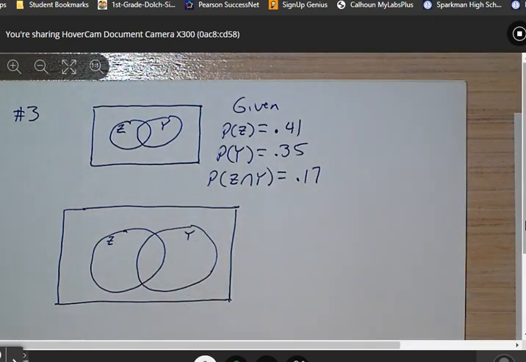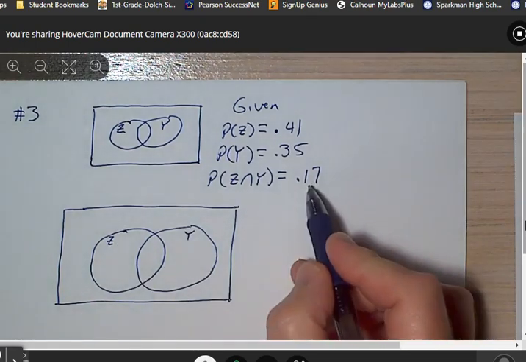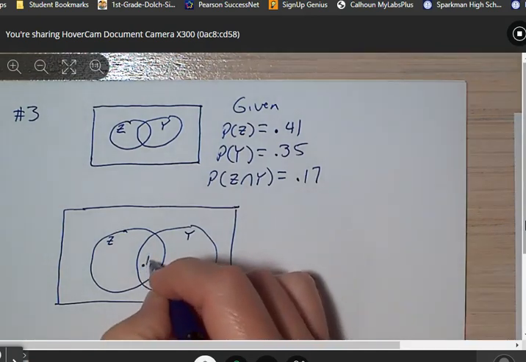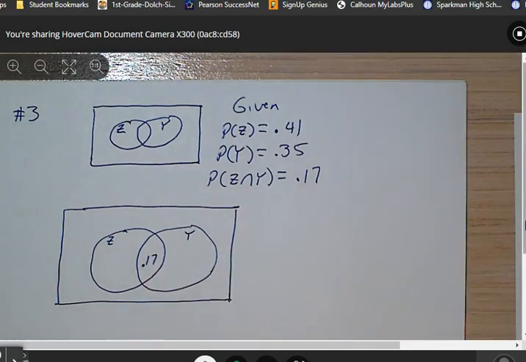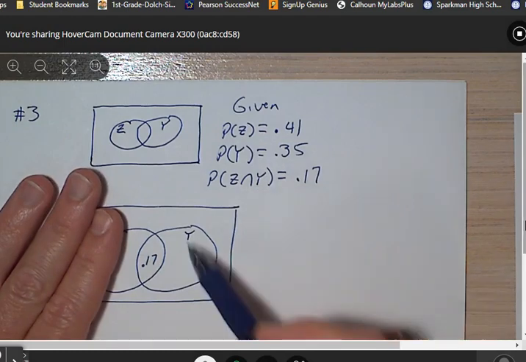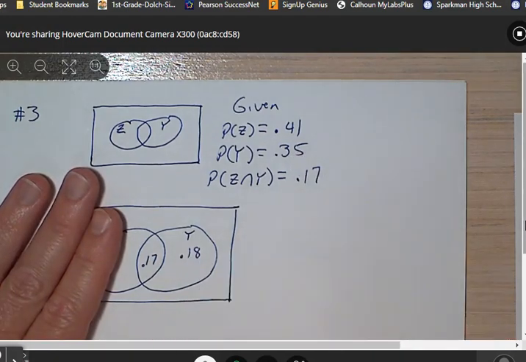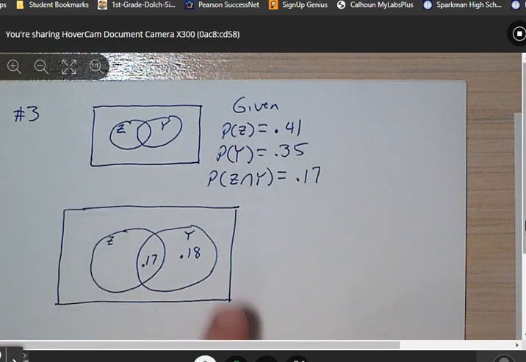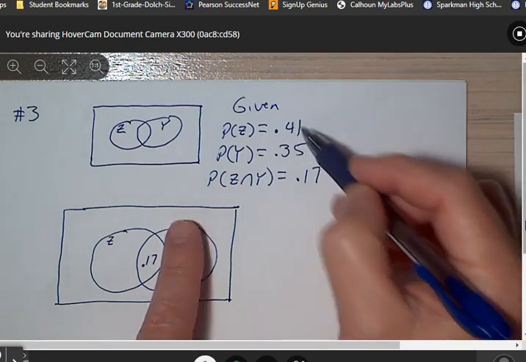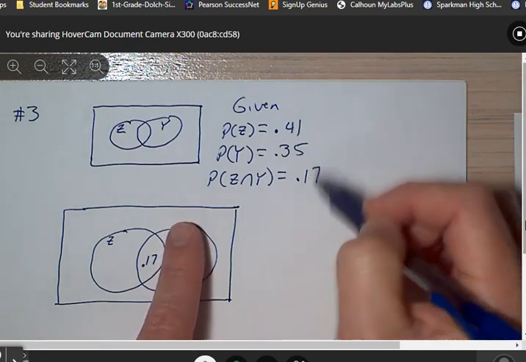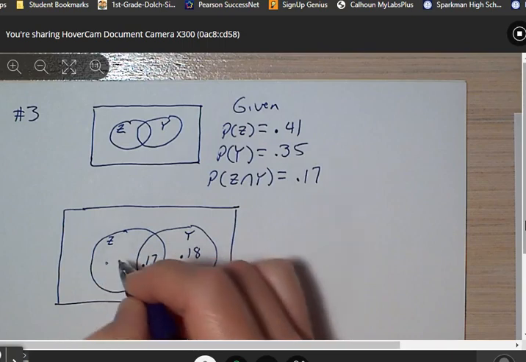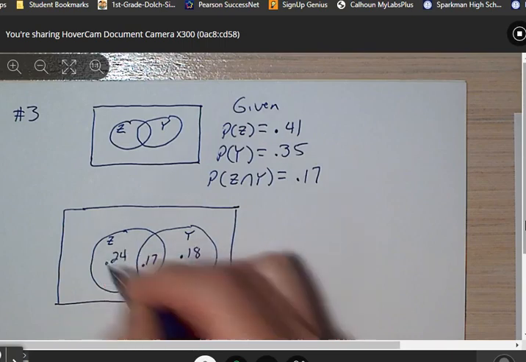Okay, so there's Z and Y. The intersection here is 0.17, so that would put that 0.17 in the middle. And to find everything else, the intersection is 0.17. Everything in Y is 0.35, so we would just subtract these two numbers to figure out that Y only would be 0.18. Do the same thing to get Z. Subtract those two numbers, since this is the intersection, and that would be 0.24 for Z.